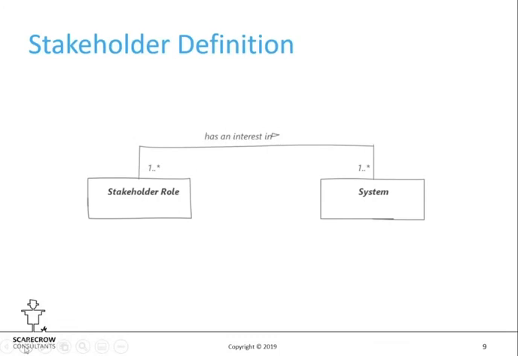So let's look at what we mean by a stakeholder. We define the stakeholder as the role of any person, of any organization, of anything that has an interest in our system. Okay, and obviously we can have multiple stakeholders for particular systems.